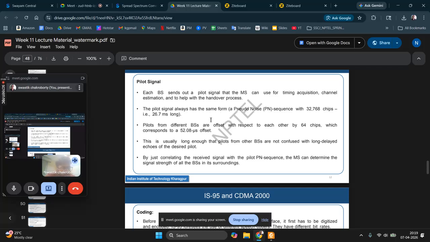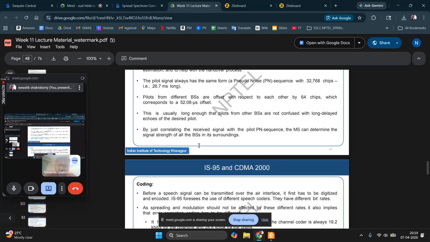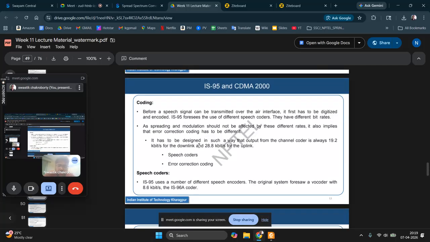Before a speech signal is sent, first the pilot is sent, of course. The pilot signal always has the same form that has been pre-agreed. It is usually long enough so that pilots from other base stations are not confused with the long delayed echoes of the desired pilot. So, coding before a speech signal can be transmitted over the air interface, it first has to be digitized.